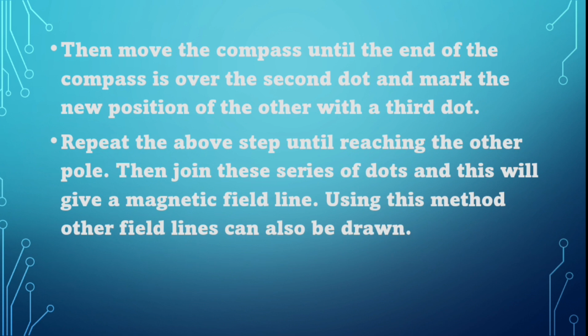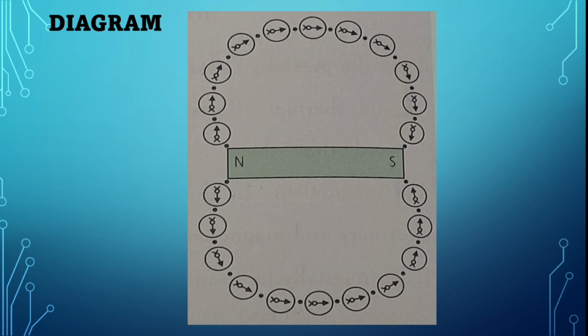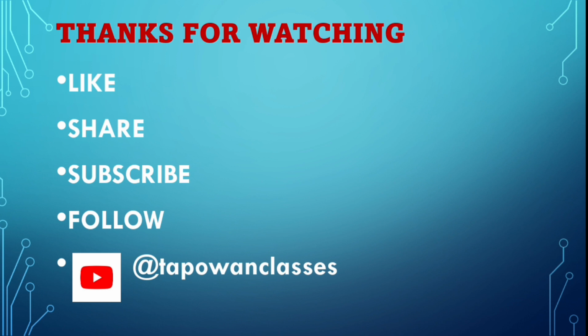Mark the new position of the other end with a third dot. Repeat the above step until reaching the other pole. Then join this series of dots and this will give a magnetic field line. Using this method, other field lines can also be drawn, which is given in this diagram, north and south. The direction is from north to south in the upper section, and also north to south in the lower section.